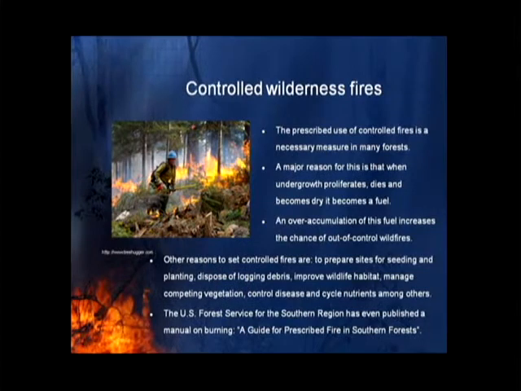There's also something that the Forest Service does called using prescribed fires. This is where they purposefully set the forest on fire. A major reason for this is that when undergrowth proliferates and dies, it becomes dry and becomes a fuel. Also, believe it or not, we've gotten so good at preventing a lot of forest fires that we actually allow this underbrush to proliferate where it naturally wouldn't. This underbrush is a fuel and causes an exacerbation of the process. An overaccumulation of the fuel increases the chance of out-of-control wildfires.